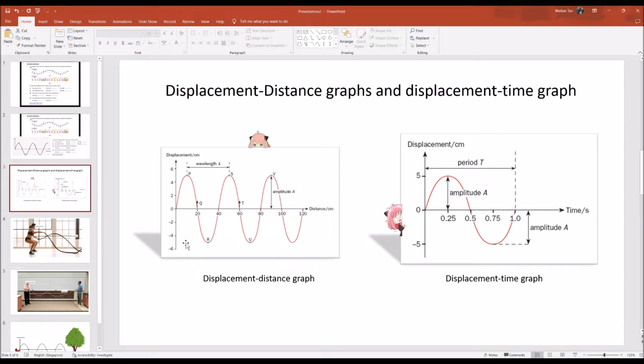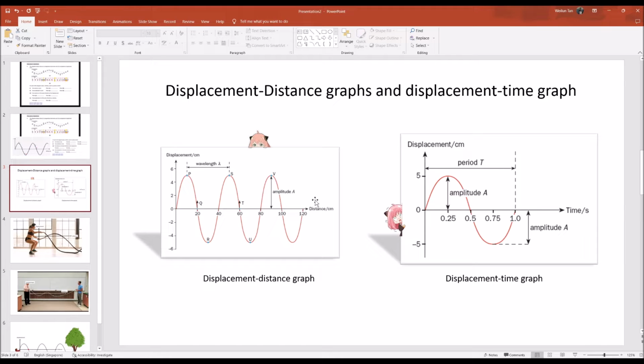Hi everyone. In this video, we'll look at what is the difference between a displacement distance graph and a displacement time graph for a wave. So if you look at these two diagrams, the shape looks exactly the same. From a displacement distance graph, I can measure the wavelength, and from a displacement time graph, we can measure the period, but that doesn't really tell us what this graph really represents.